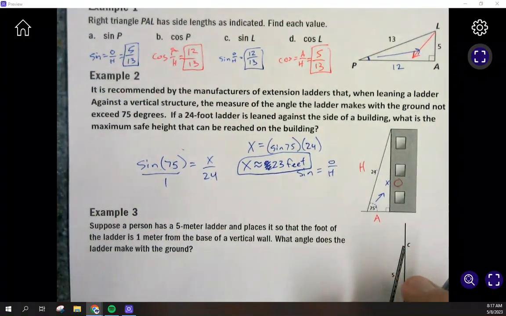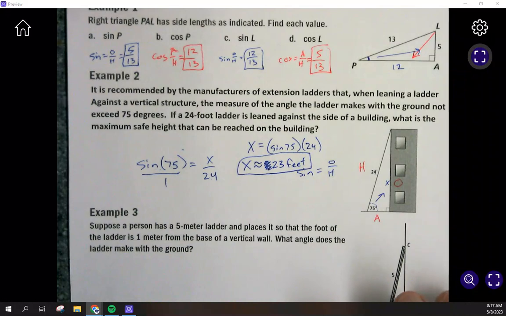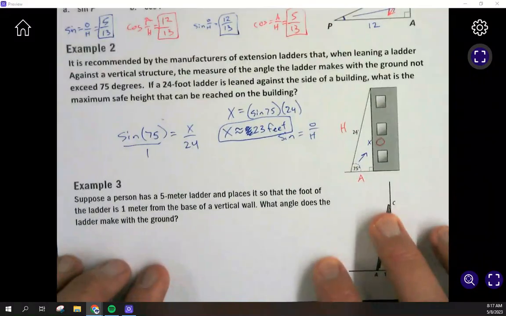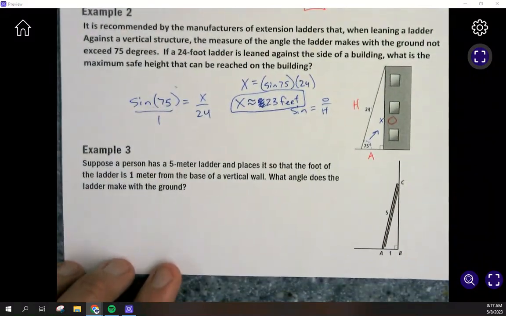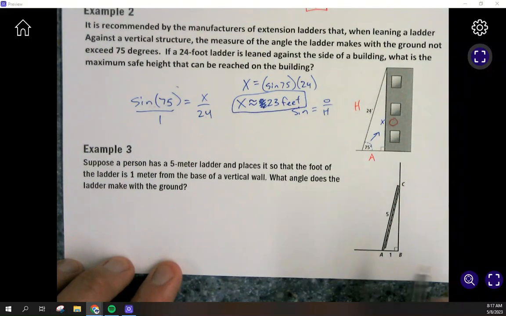All right, so it works just like tangent. We are just going to have to figure out, are we using sine, cosine, tangent now as we move forward. But the setup and then the multiplying or dividing is the same. So example number 3, another ladder one. You see a lot of ladder questions.